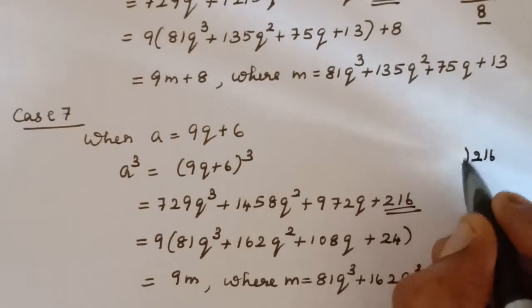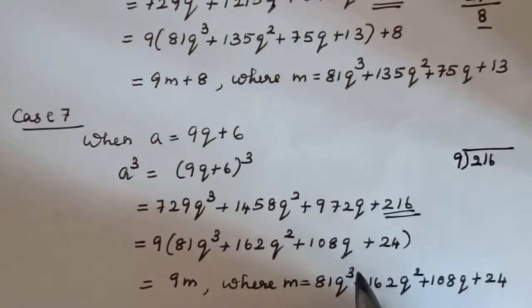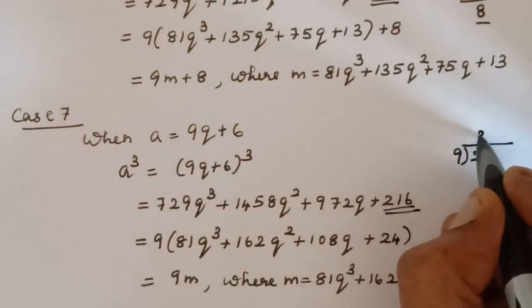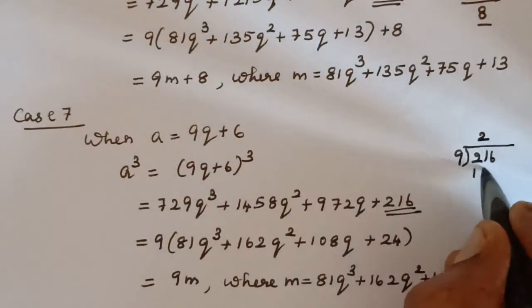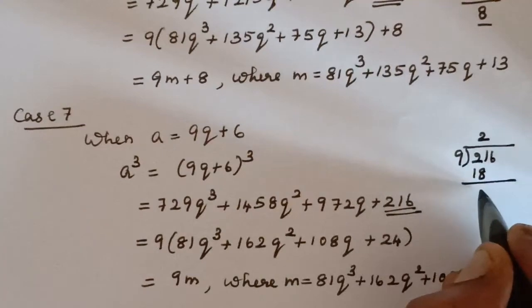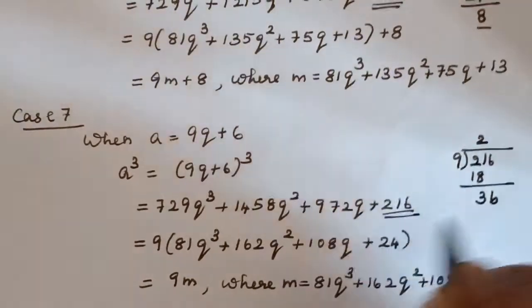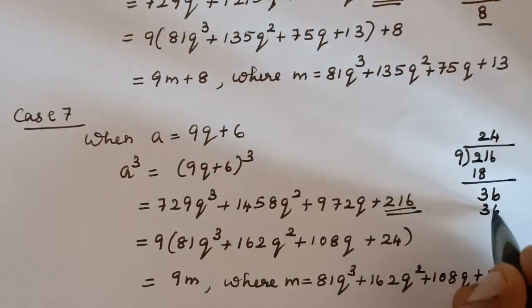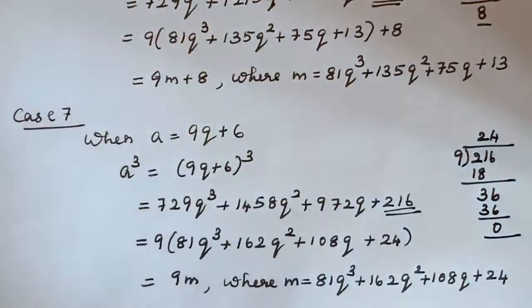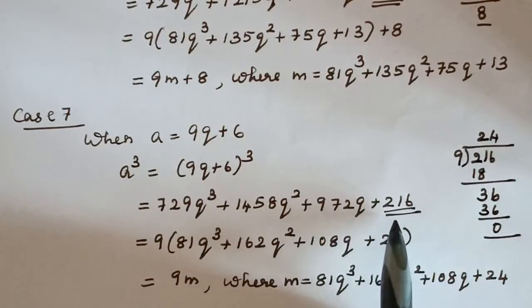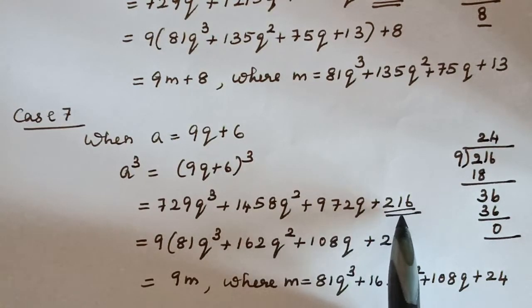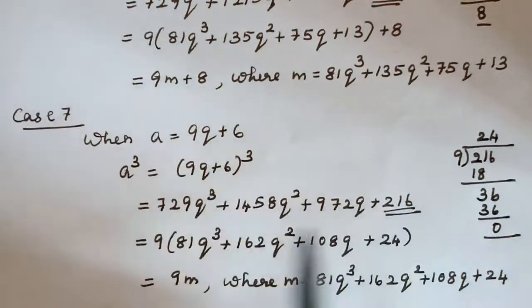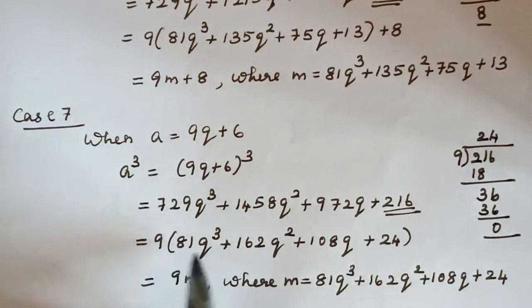So when you divide 216 by 9, 2 times it is 18, 3, bring this 6 down, 4 times it is 36, remainder is 0. So this 216 is a multiple of 9. So no need to split it. So we will take 9 from all these terms as a common factor.